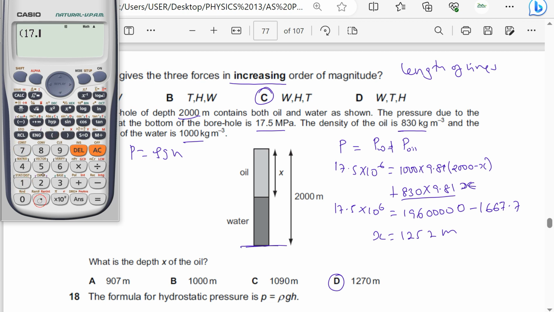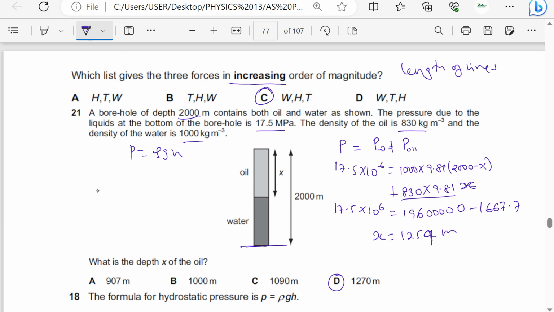So now I subtract on the other side. 117.5 exponent 6 minus 196, 1, 2, 3, 4, 5, divide by negative 1667.7. Okay, so I'm getting 1259. I think I made a mistake in one of these.